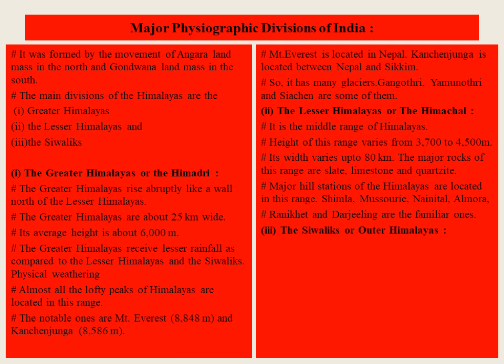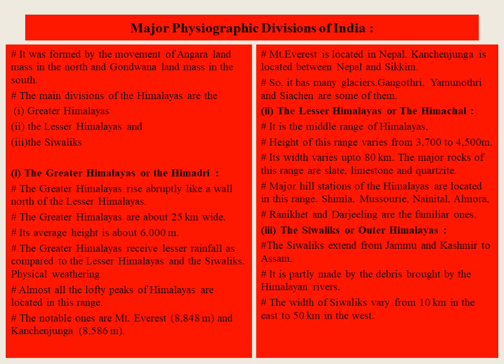The third one is the outer Himalayas, the Sivalik. The Sivalik extends from Jammu and Kashmir to Assam. It is partly made by the debris brought by the Himalayan rivers. The altitude varies between 900 and 1,100 meters, and the average elevation of the range is 1,000 meters. The width of the Sivalik varies from 10 kilometers in the east to 50 kilometers in the west. It is the most discontinuous range.